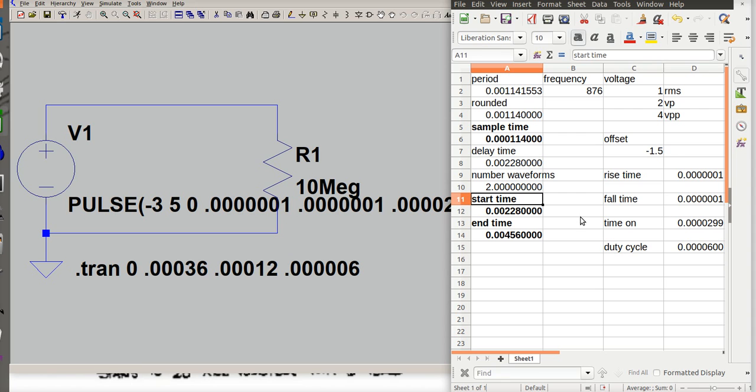Now I want a triangle wave, and to build a triangle wave in Spice, your rise time and fall time are your triangle parts. Your time on is going to be very small, and then your duty cycle is your entire period of the waveform. So in this case, my duty cycle is the same as my rounded period. So that should be 0.00114.